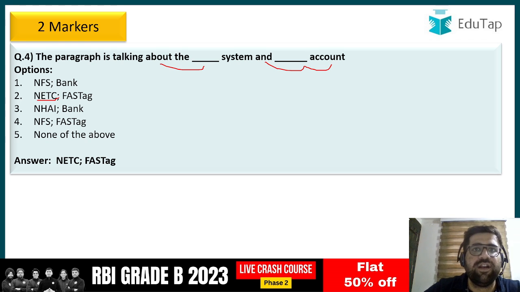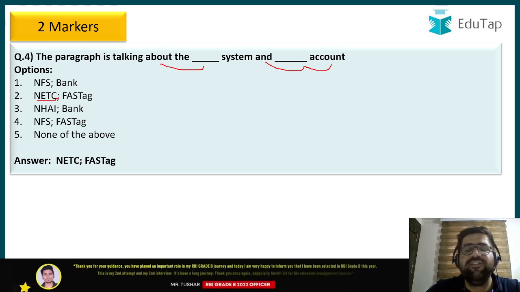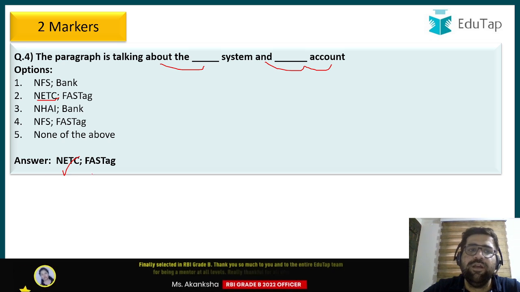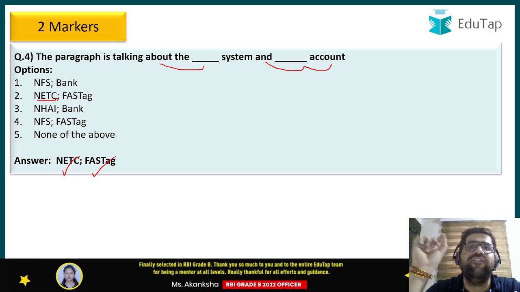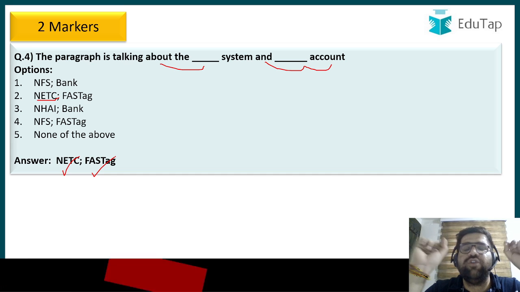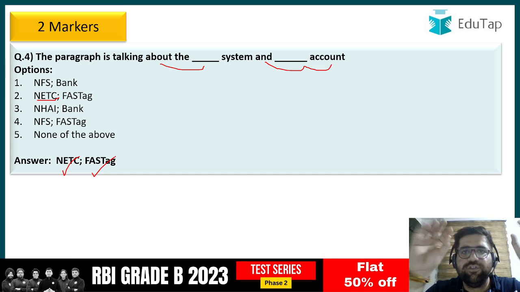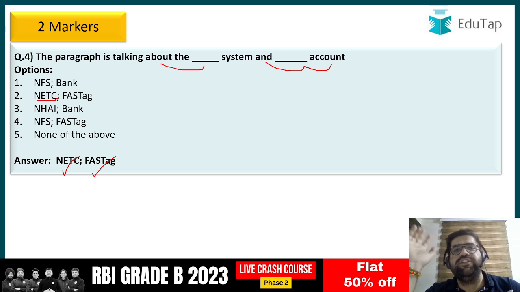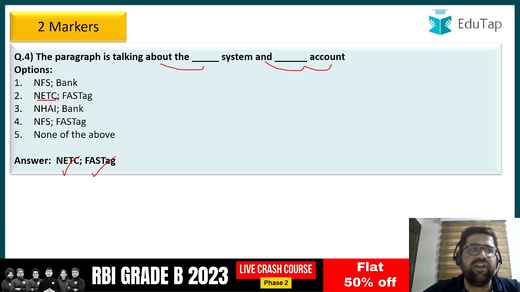What is that particular account which we see on our vehicles? It is your FASTag account. So the paragraph was talking regarding the National Electronic Toll Collection System, and we have our different FASTags, which are already pasted on the windshield of our vehicles, so that we can have seamless movement through the tolls operating across our country.